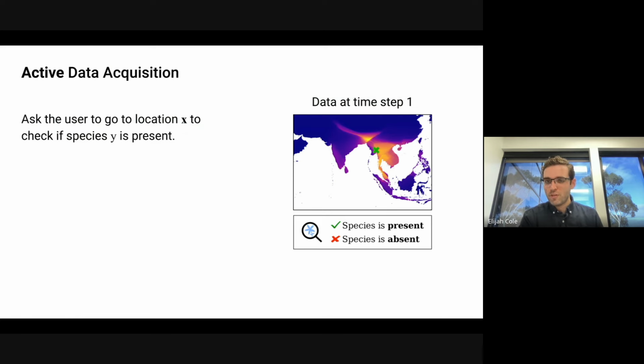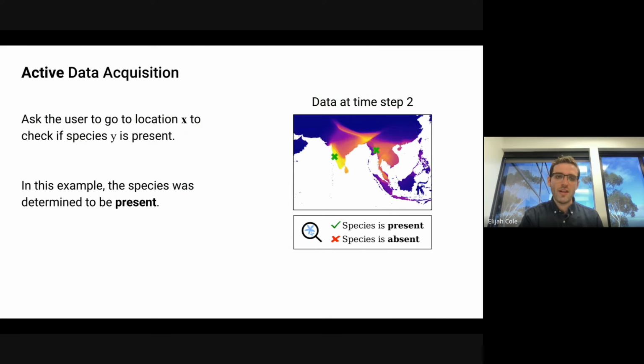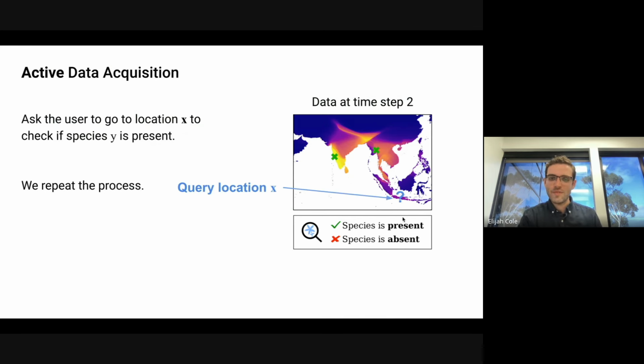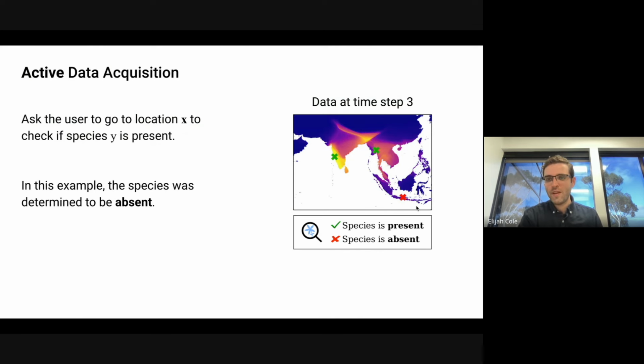And so if we know, for instance, that we have this one species present here, we could query a certain location and say, okay, we need someone to go here and check whether the species is present or absent. And maybe here, we find out that the species was present, then we can update our maps and say, okay, now this is what we think about the species range. We can query again, someone checks out whether the species is present here, and we say, no, okay, the species isn't there, and we can, again, update what we think we know about the species range.